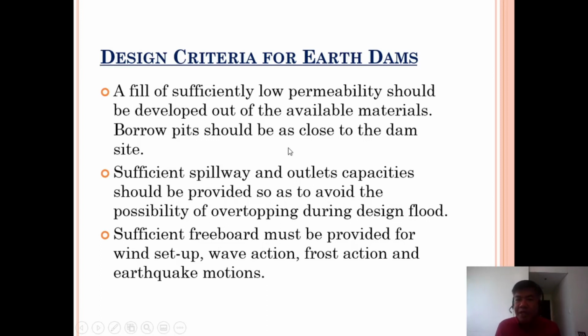The borrow pit should be as close to the dam site. So it talks now about costing. Sufficient spillway and outlet capacity should be provided so as to avoid the possibility of overtopping during the design flood, because it is one of the failures. Failure of the earth dam occurs when it exceeds your design flood.